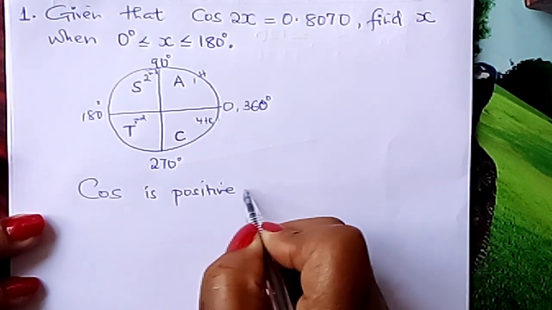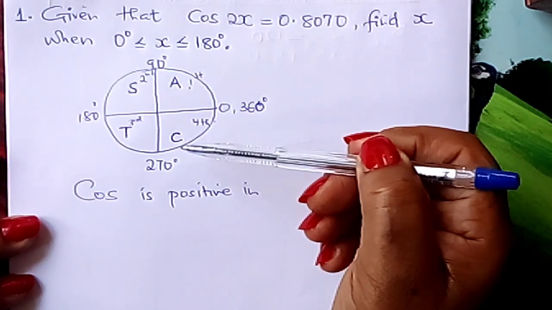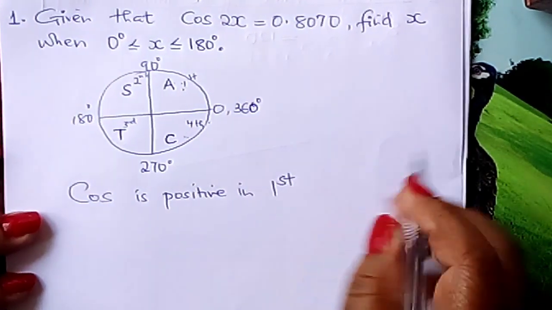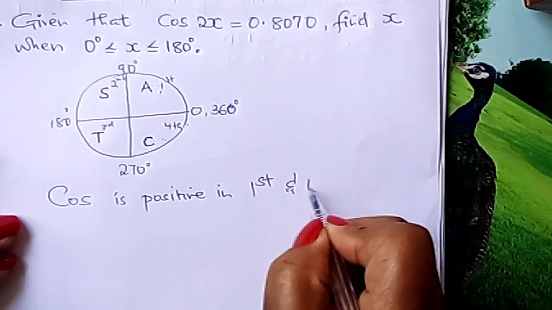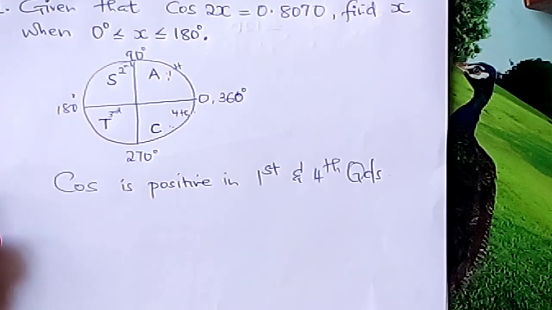So you write cos is positive. Cos is positive in which quadrant? Cos is positive in the first and the fourth. All here are positive, cos is positive. So cos is positive in the first and the fourth quadrants. Maybe I can write in short like that.